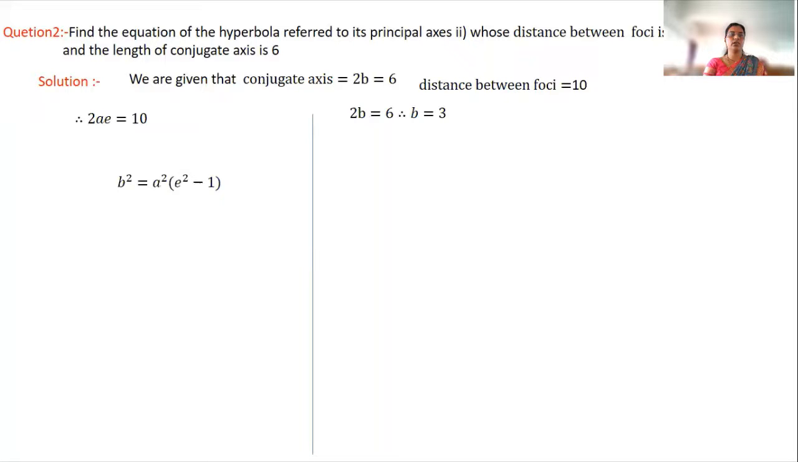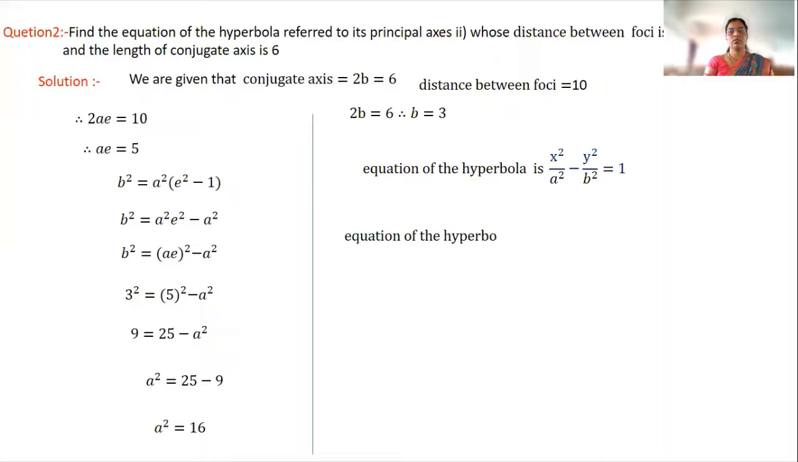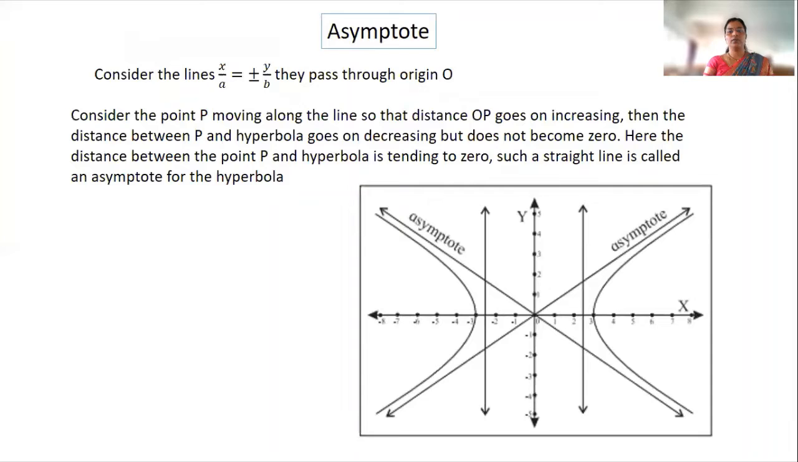Therefore, b² is equal to, we know the relation, a² into e² minus 1. From this we will get the value of a as 5, and b² value we have, b value is 3. Therefore, b² is 9 and a value we got is 5. From this we will get a² value, a² is 16. Therefore, the required equation of the hyperbola is x² upon a² minus y² upon b² is 1. That is x² upon 16 minus y² upon 9 is 1.